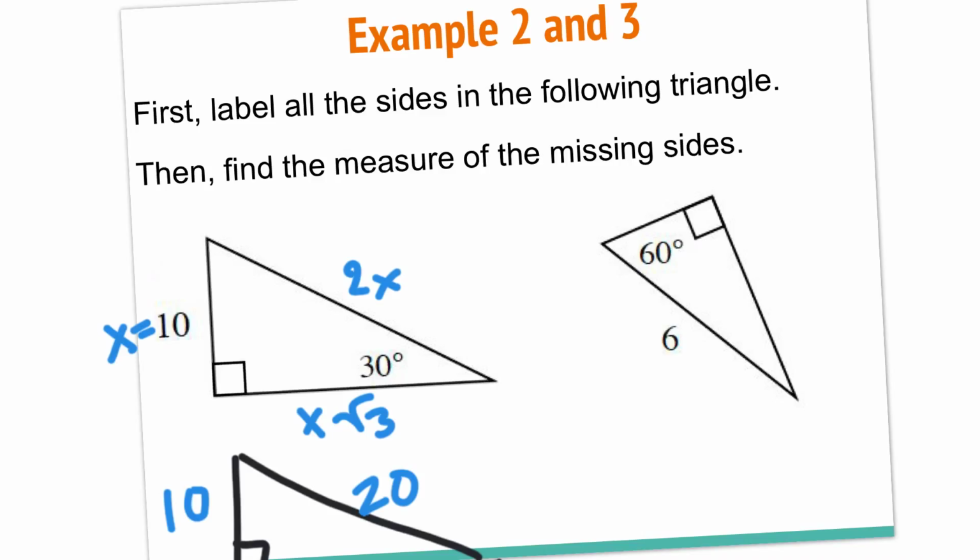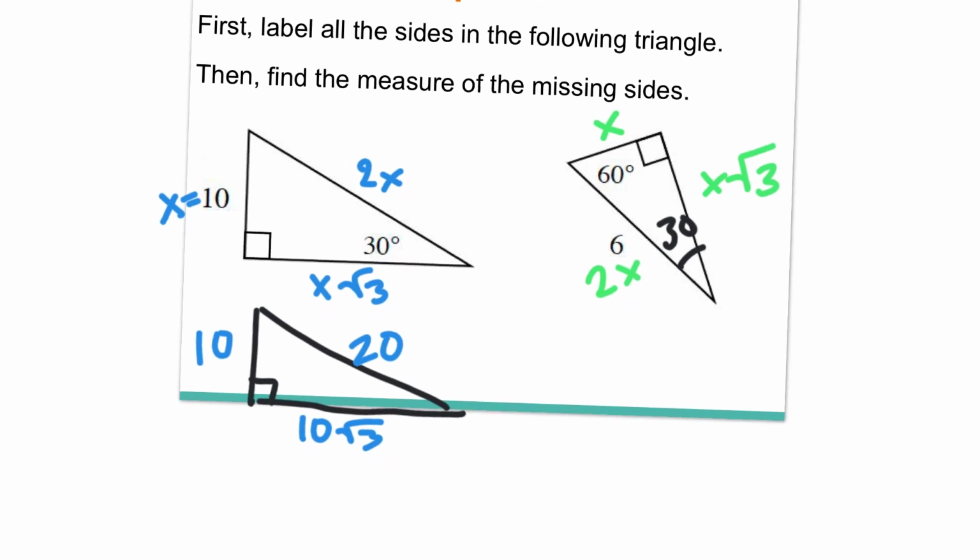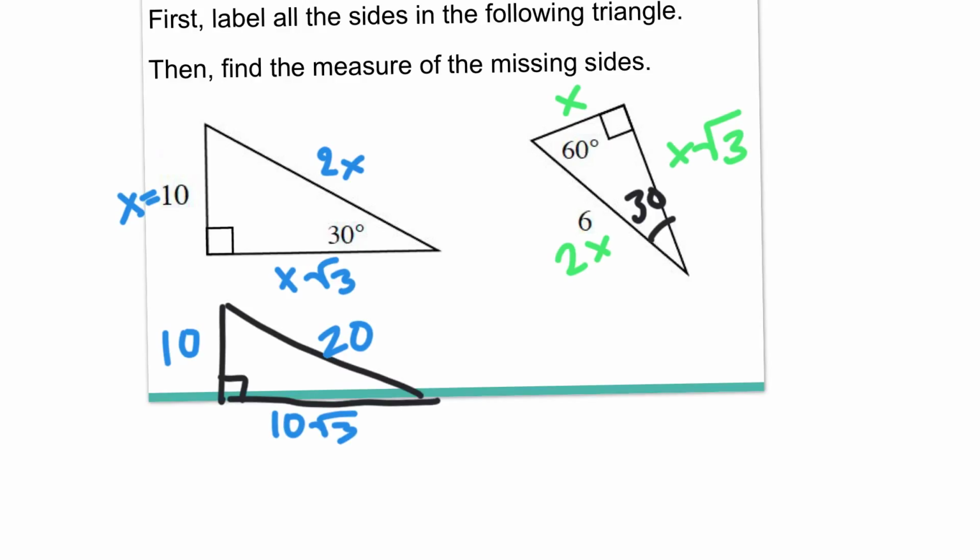I'll try one more before you move on to the classwork. This is 60, this is 30. Opposite of 30 is always going to be x. Hypotenuse is always 2x. This one is always x square root of 3. Now this one's a little trickier because you don't actually know what x is, but you do know this over here. So you do know that 2x equals 6, or x equals 3.